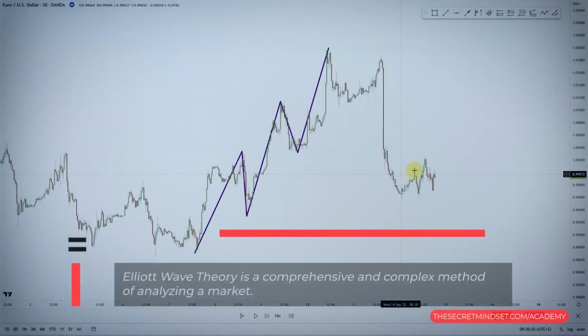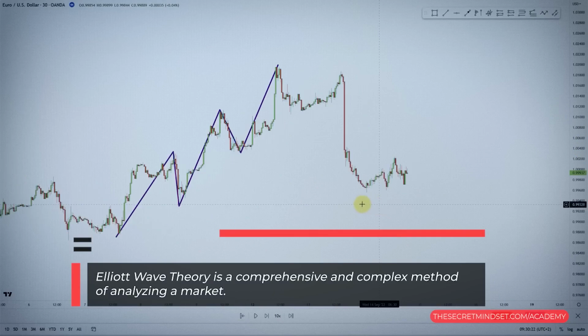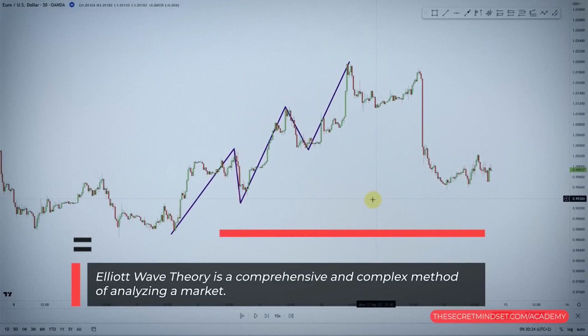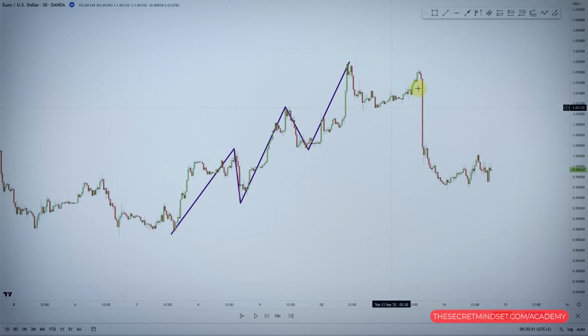Elliott wave theory is a comprehensive and complex topic, but despite its complexity, there are some elements of Elliott wave that can be incorporated and may help you analyze a market. So I'll try to keep this very simple, and I will break down the wave theory into small pieces.